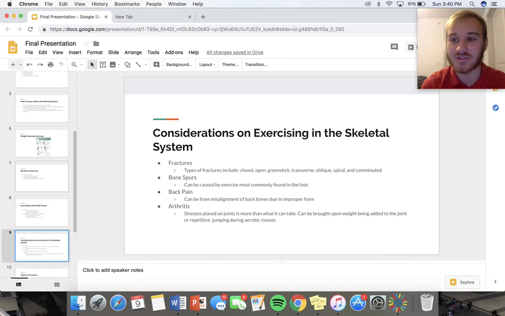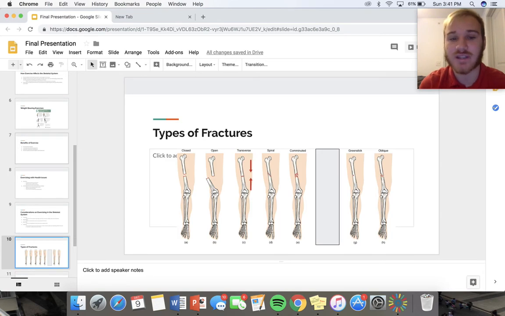And then, like I mentioned previously, you have arthritis, where the stresses placed on the joints are more than they can usually take. This can be developed by more weight being put on an exercise than you need, or just repetitive jumping from, say, an aerobic class. Here I have the types of fractures. You have your closed fracture, an open fracture, which actually breaks through the skin, a transverse fracture, spiral, comminuted, greenstick, and oblique. So there are several types of fractures that can happen to your bones.